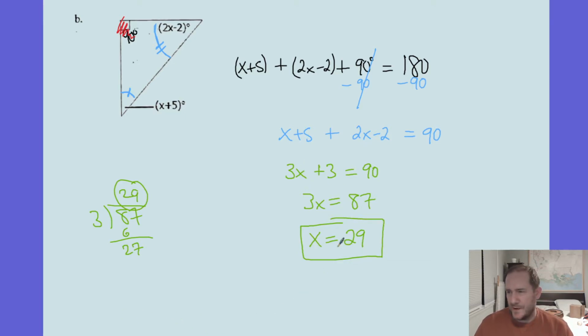And that's it for that problem. That thing's 29. On the quiz, there's a pretty good shot that I'll ask you to go back and find the measures of these other angles. If I did, you're just plugging in the 29. 29 plus 5 says that this angle is 34 degrees. And 29 doubled is 58, take away 2 is 56.